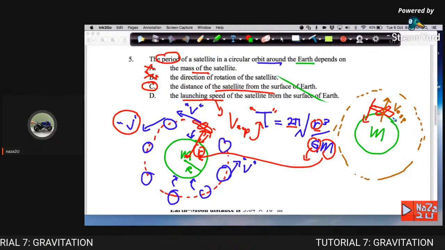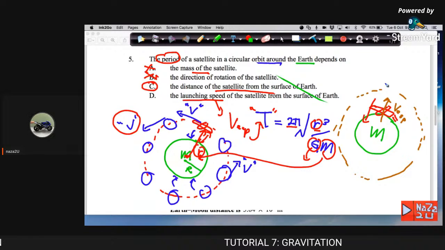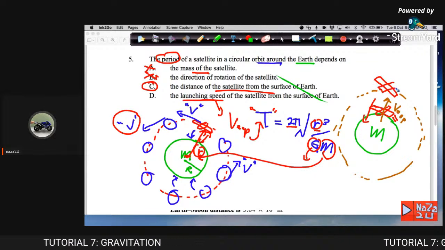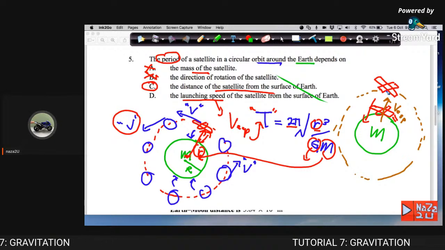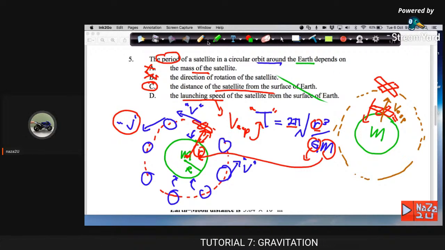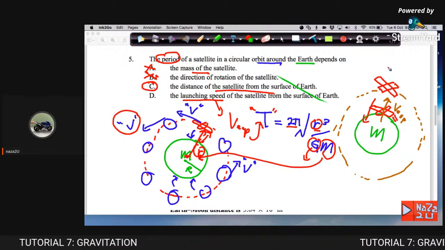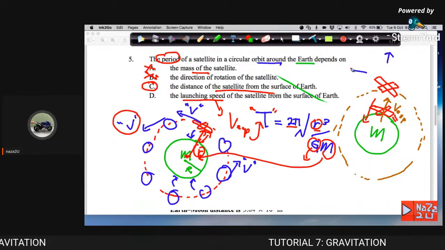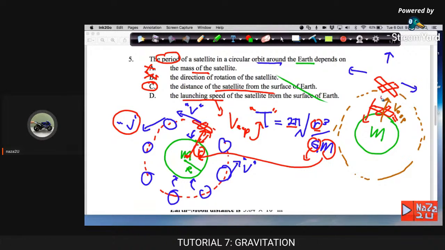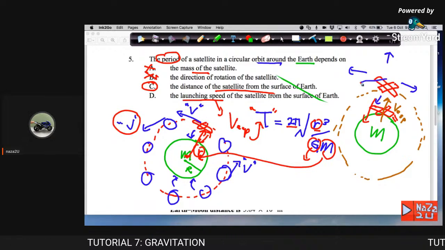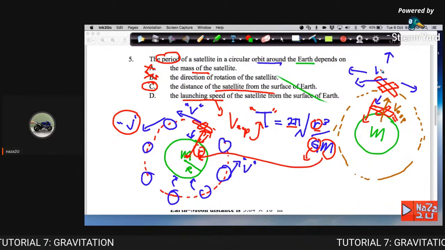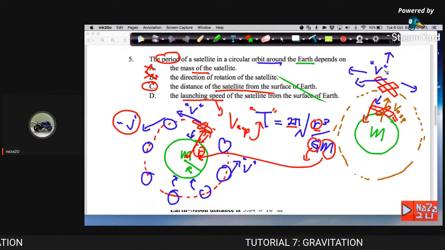Tapi bila kita dah lepasi escape velocity, satellite ini akan kekal berada di angkasa, tidak jatuh ke bumi lagi. Dan bila kekal kat sana, kalau tak ada V, kalau dia tak bergerak, kemungkinan dia akan lari jauh ataupun terbabas keluar, atau mungkin dia tertarik jatuh ke bawah. Jadi dia akan bergerak dengan satu V ataupun dipanggil sebagai speed of satellite. Di setengah buku dipanggil V orbital.